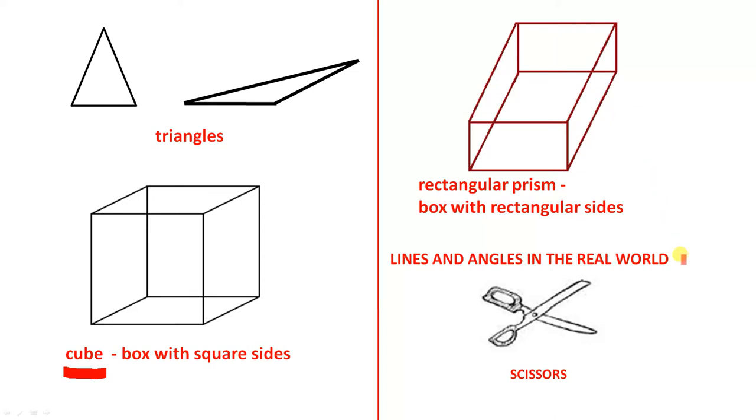So lines and angles in the real world. We need lines and angles. They're very important in the real world, and here are some examples. If you look at this pair of scissors, just pretend that's a line there, and that's a line there, and then you've got some angles here and here. So that's a pretty good example of how we can use lines and angles in the real world.